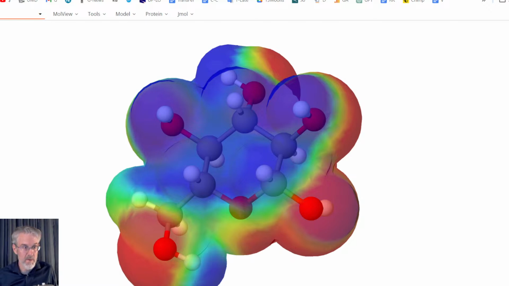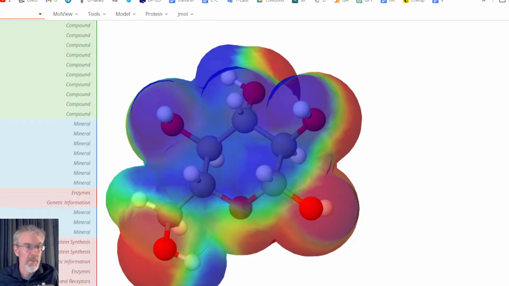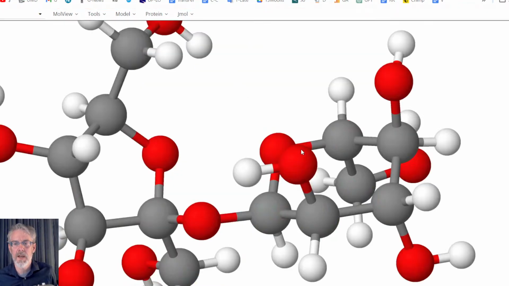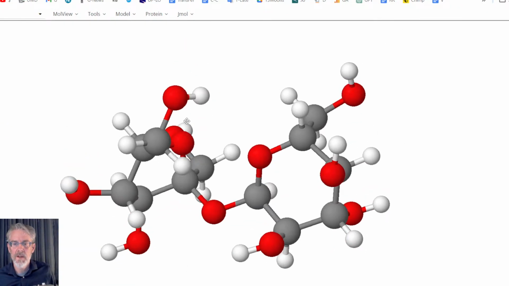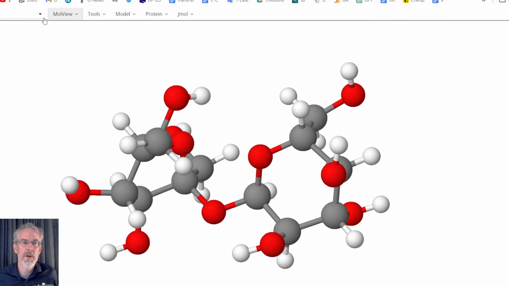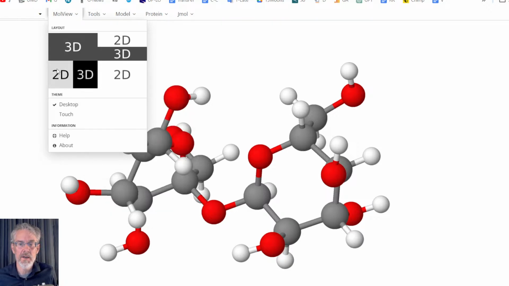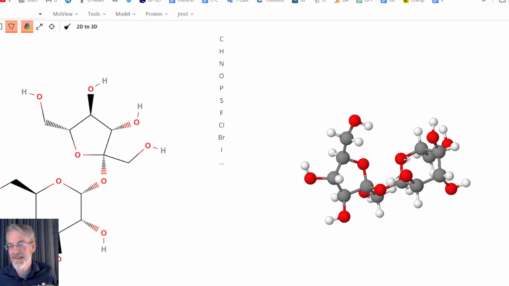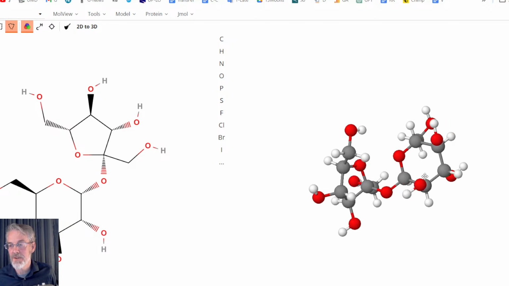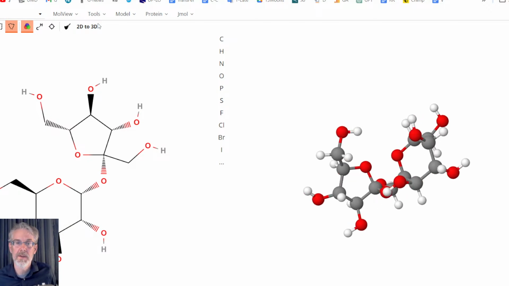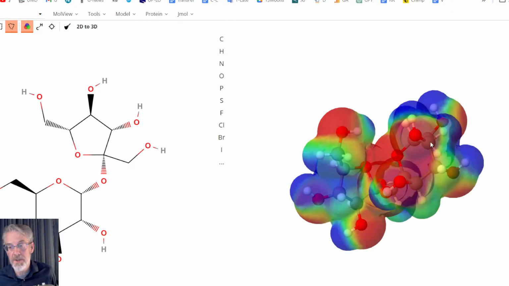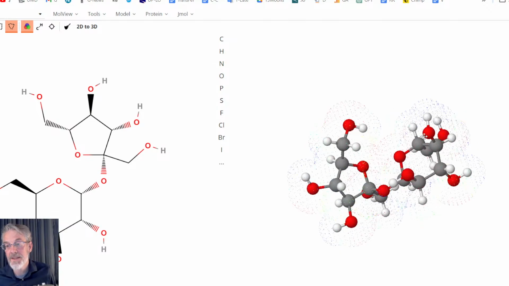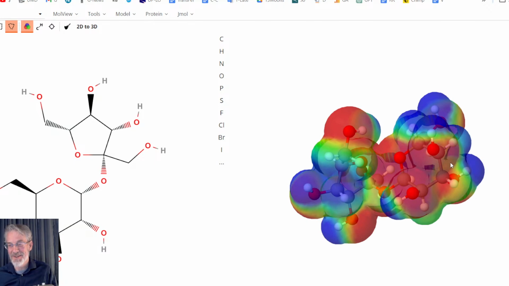Let's look at sucrose. So sucrose dissolves in water. Is it going to be polar or non-polar? Whoa, look at that. It's a little confusing, so let's look at the 2D here. That's a little easier to understand than this. You can see a ring here and you can see a ring here, but they're kind of bent weird. So is this polar? Absolutely. This is pretty small for an organic molecule. That's a pretty polar looking molecule to me.